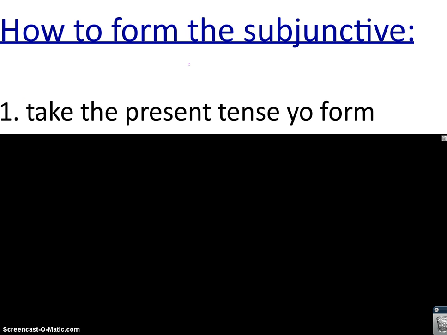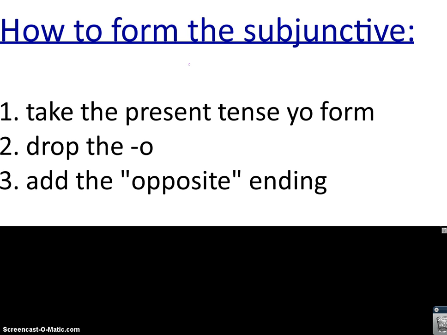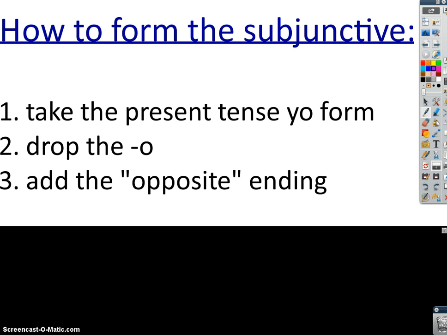Take the present tense yo form, drop the O, add the "opposite" ending. We've done this before, so this should be fairly simple. Go ahead and write this down, press pause, and I will continue on when you're ready.